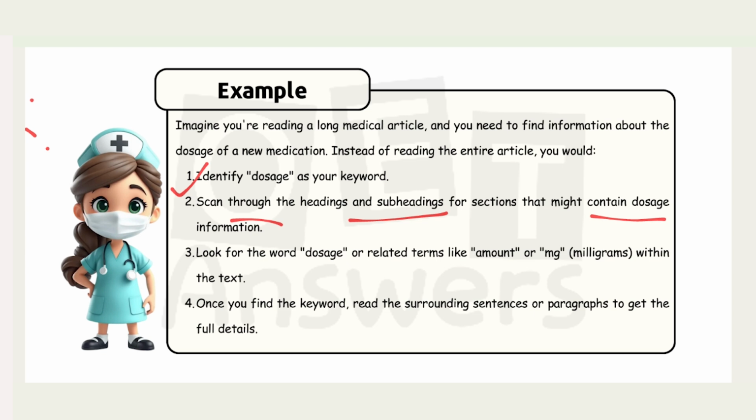Coming to the fourth task. Once you find the keyword, now you got the location, you got the keyword, you found the answer also. Still, what do you have to do? Only one point is remaining. Once you find the keyword, read the surrounding sentences or paragraphs to get the full details. This is to confirm whether this is the right answer, because in multiple areas you can see the same information, so to prevent the repetition, you have to confirm whether you can see all the keywords here.